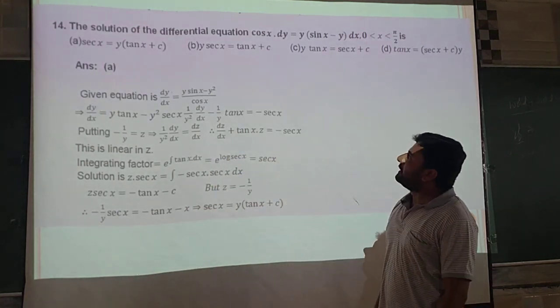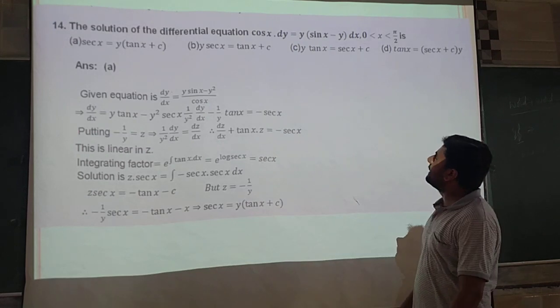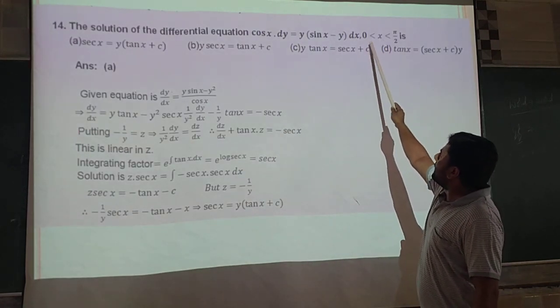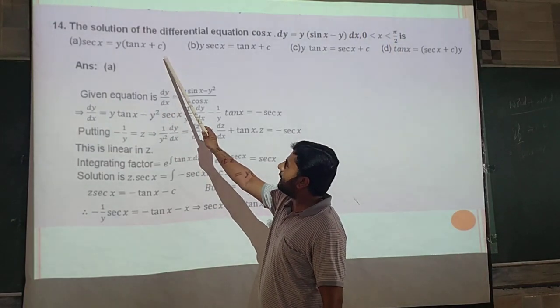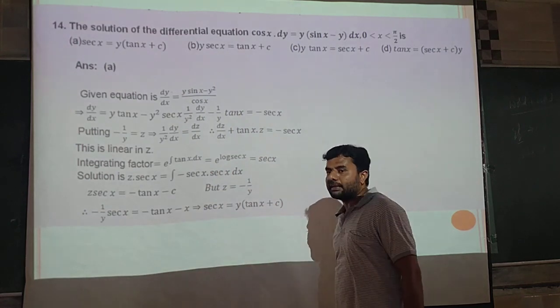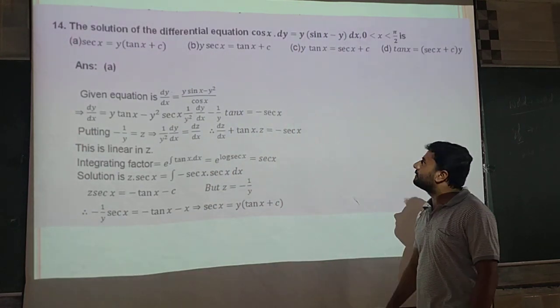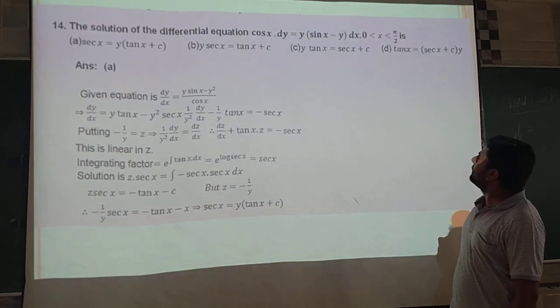The solution of the differential equation cos x into dy is equal to y into sin x minus y into dx, where x is greater than 0 and less than pi by 2. Option A: secant x is equal to y into tan x plus c. Option B: y into secant x is equal to tan x plus c. Option C: y into tan x is equal to secant x plus c. Option D: tan x is equal to secant x into y.